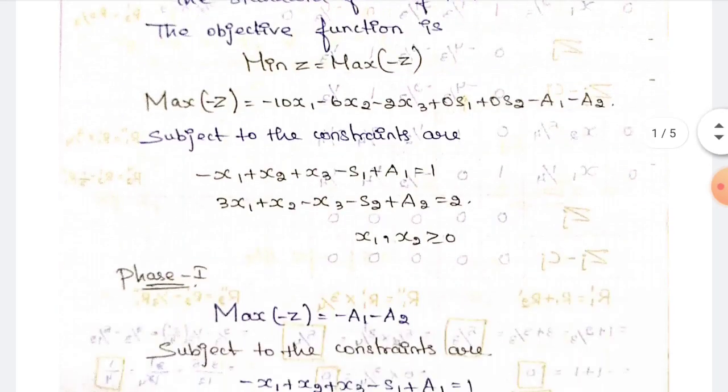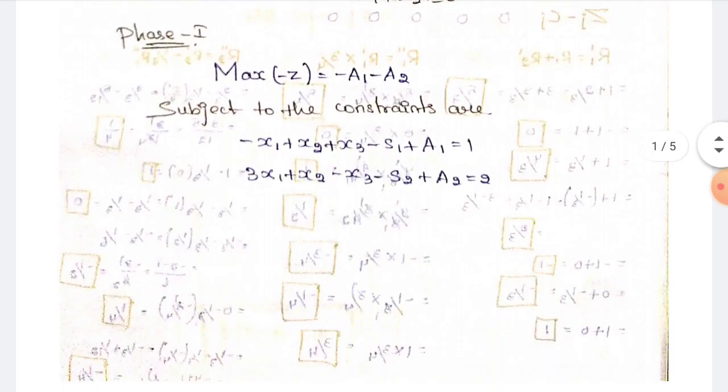So now we have to come to phase 1. Phase 1 I already explained. In phase 1 we have only artificial variables in the objective function. So the objective function is maximization of minus Z is equal to minus a1 minus a2, subject to the constraints, which will be as they are. So you have to write like this.